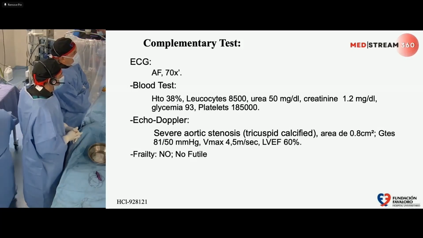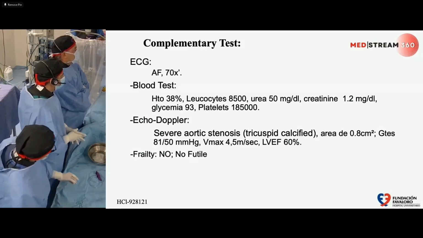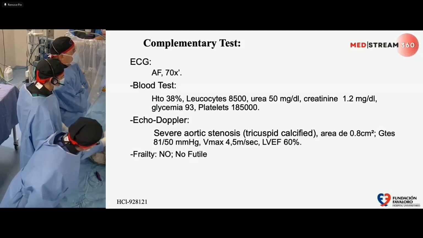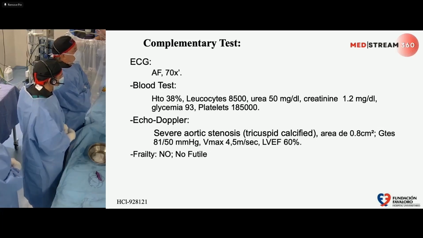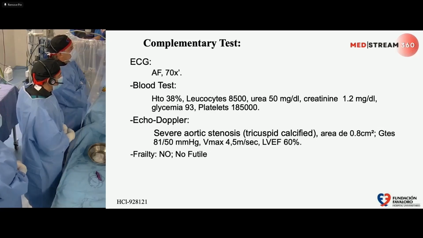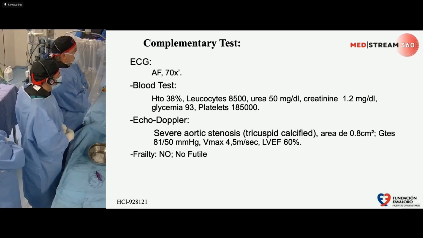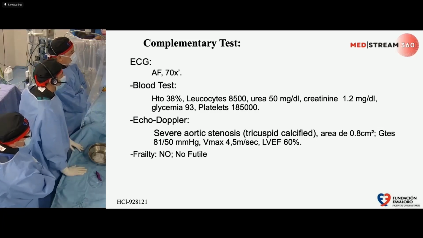At the echo Doppler evaluation, also done in another hospital, they found that the aortic valve was heavily calcified with an area of 0.8, with a high gradient, in this case 80 as a maximum and 50 at the mean, with a Vmax of 4.5 with a normal left ventricular ejection fraction. She is not frail and she is not futile according to the heart team evaluation. Next.